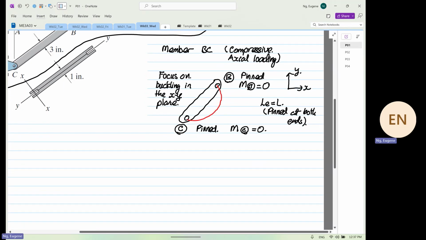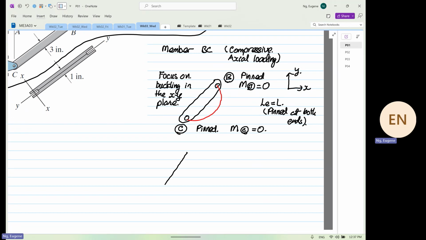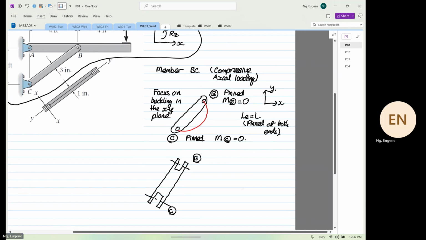Okay. Now, if we're going to change our view now, so what I'm going to draw now is this view. So it's a straight line, okay? It's a gap over here. And then we have the pin running across. So now this is still my point B, and this is still my point C.